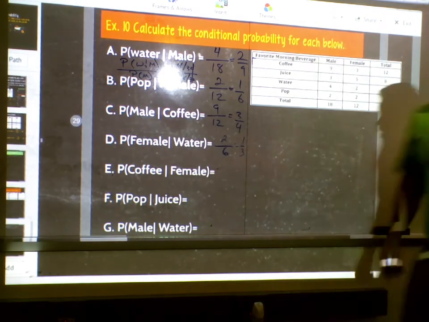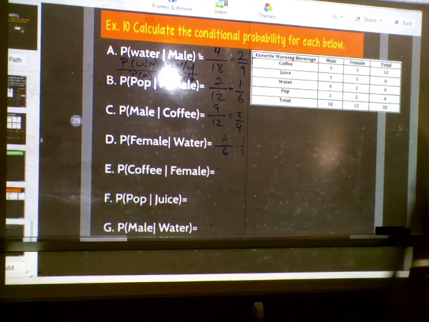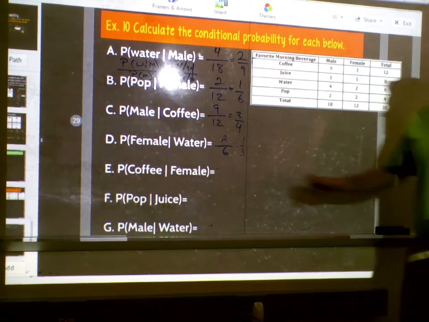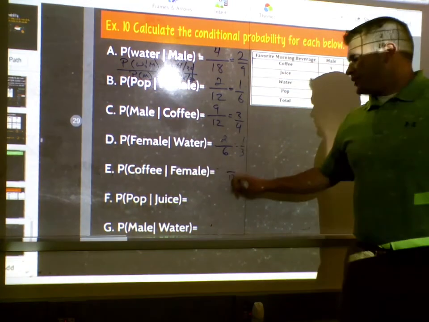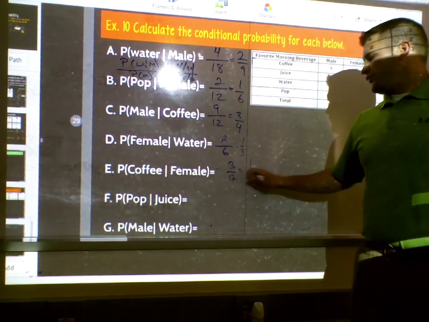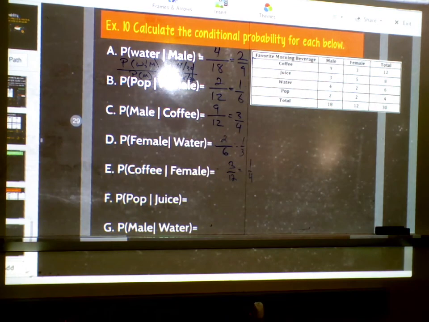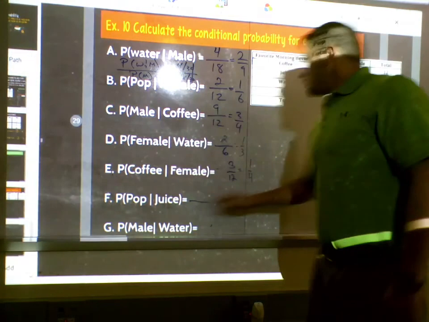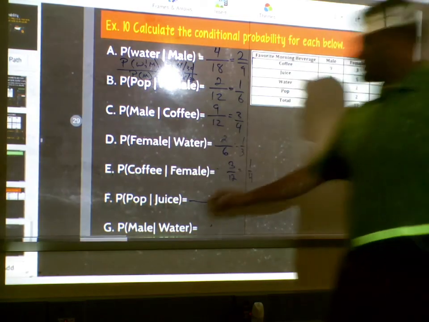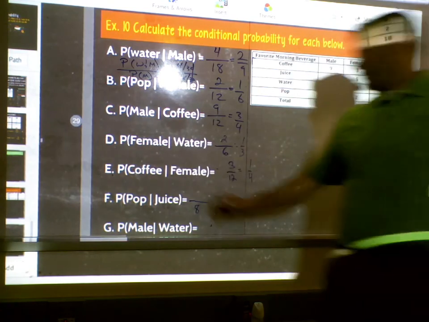Okay. Coffee and female. So out of the female population, right? 12. Out of the female population, so out of 12, how many drink coffee? 3. 1/4. Pop and juice. They're mutually exclusive, right? So this would be out of the juice population, which is 8, but there are no pop drinkers in the juice population, right? So it's 0 out of 8.